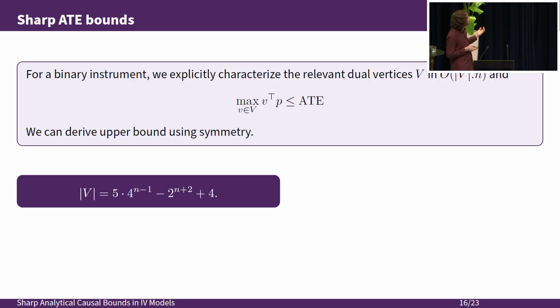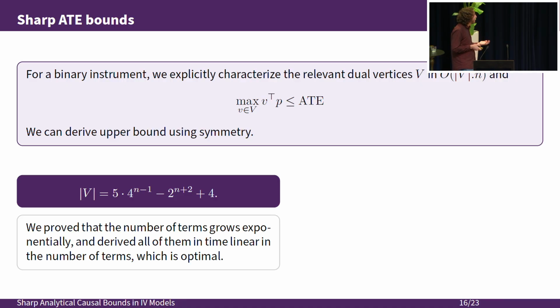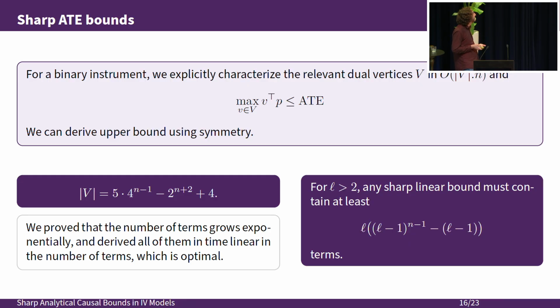By doing so, we find that the number of expressions and terms in our bounds is actually exponential. We can also find these bounds in time linear in the number of expressions, which is optimal. So we can solve this problem in the best time possible. And for non-binary instrumental variables, we provide a lower bound on the number of expressions we need, which grows exponentially with log of n times n.